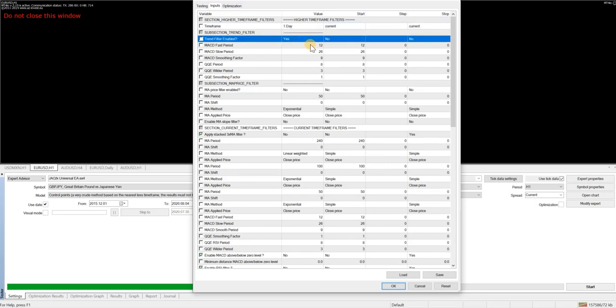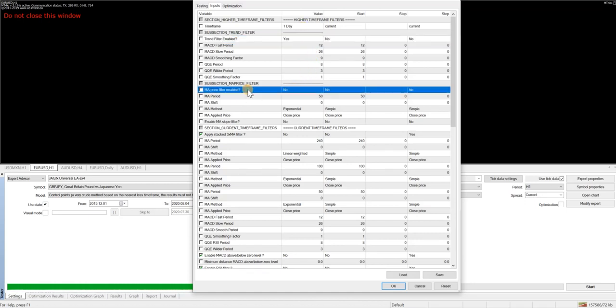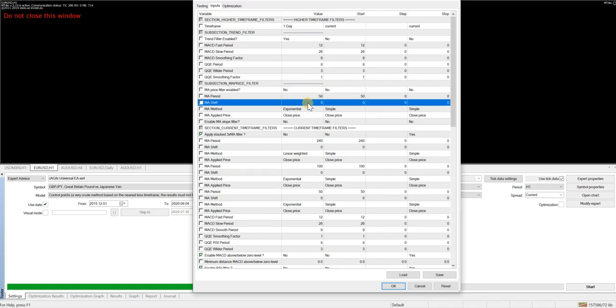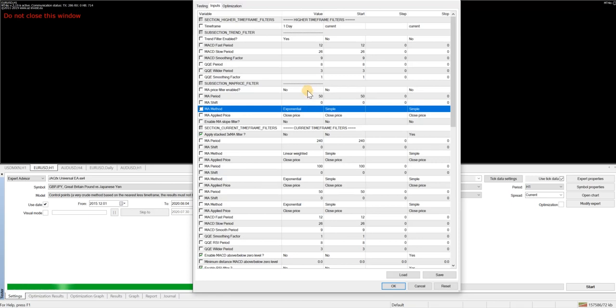So that's yes. Here's your QMP filter settings for the daily chart or the high time frame one. Then you can add a moving average to the high time frame. So there's your moving average information, yes or no.